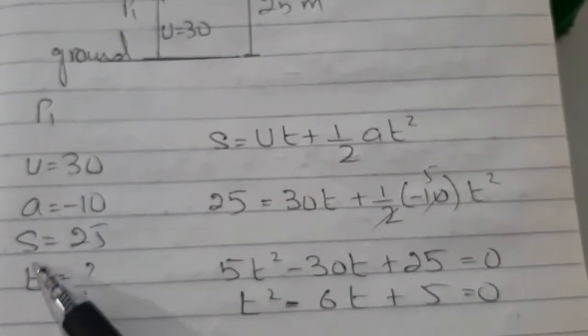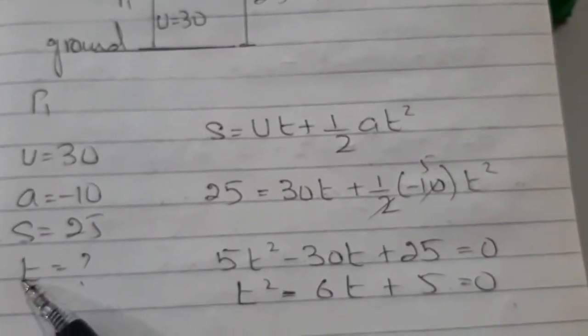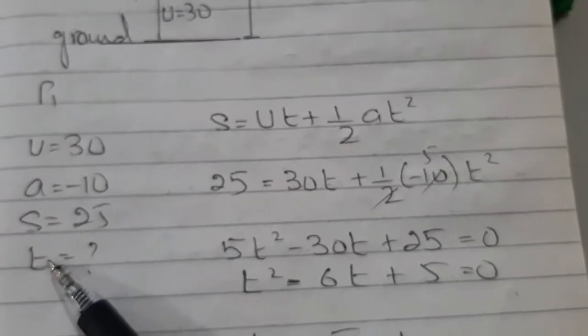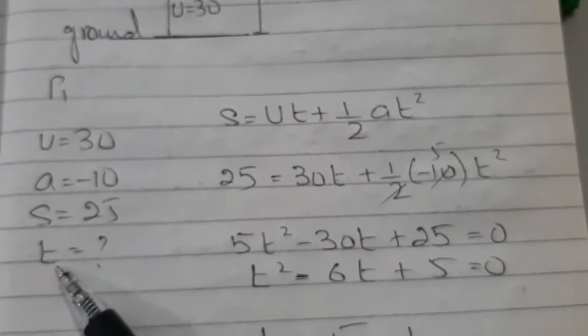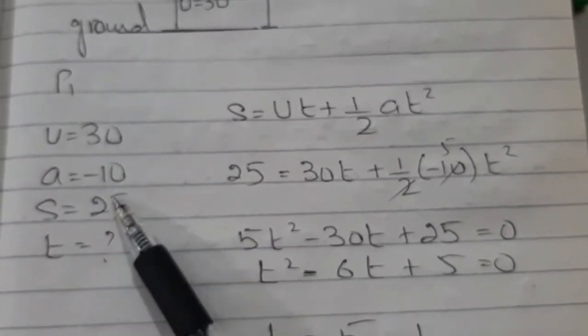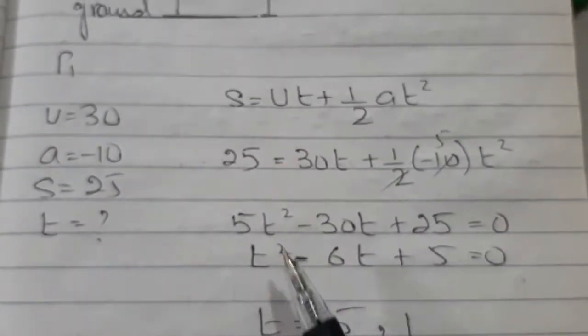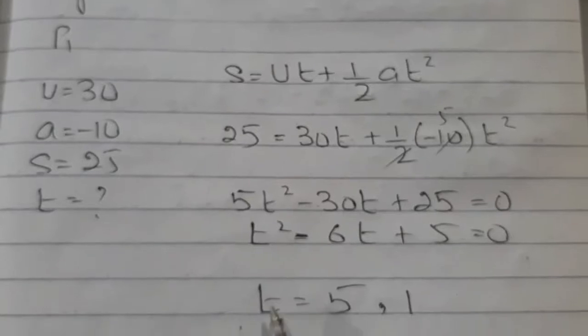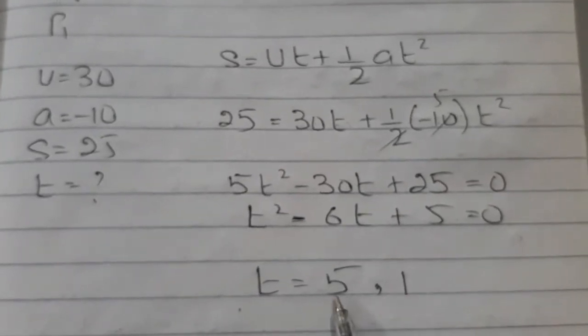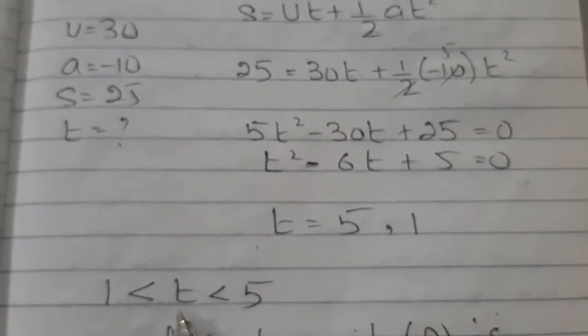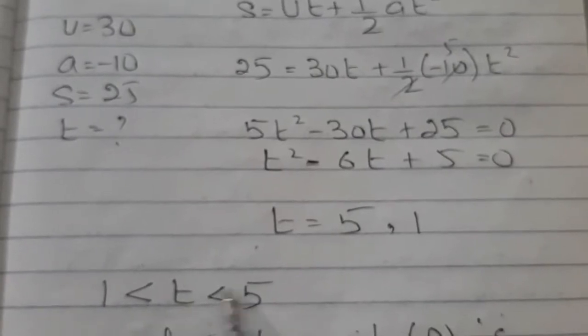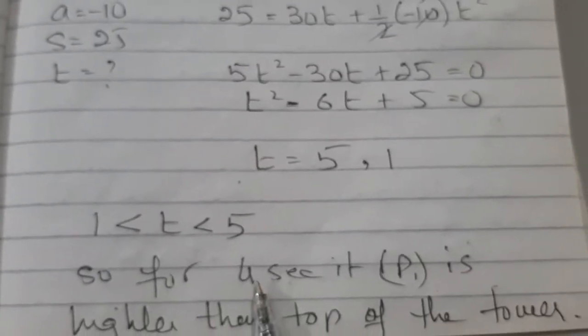By the way, here I have just put down the information which was given in the question. It is easier for me to write down all the important numbers here and then start substituting, rather than reading the question again and again. So I got times 1 and 5. It means when the time was more than 1 second and less than 5 seconds, the object P1 was above the tower. Does this make sense to you?